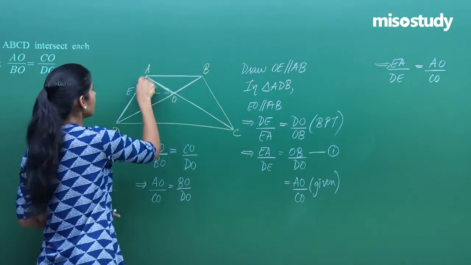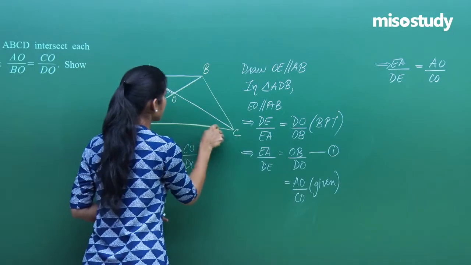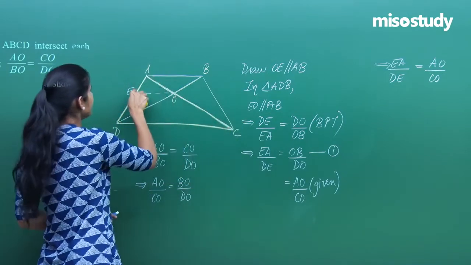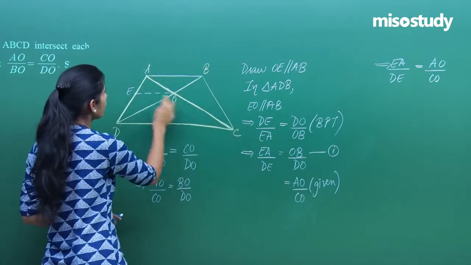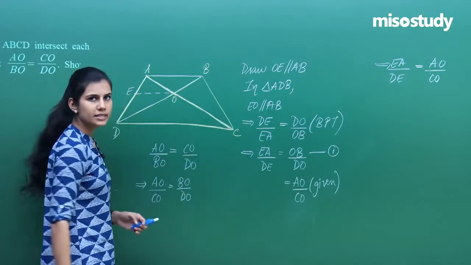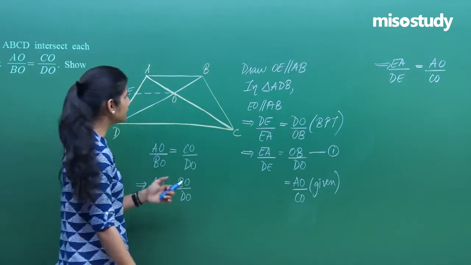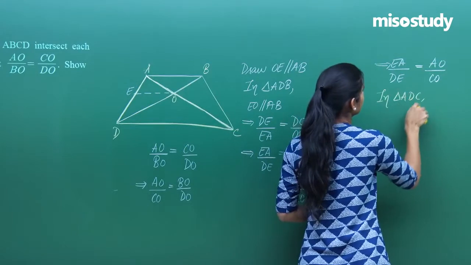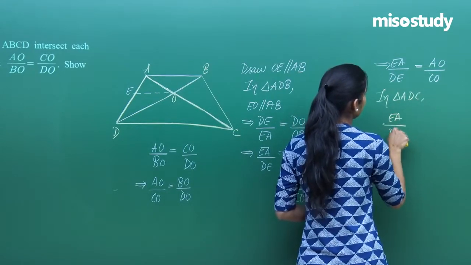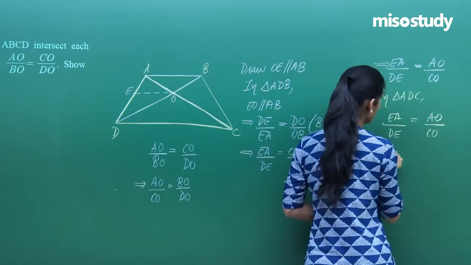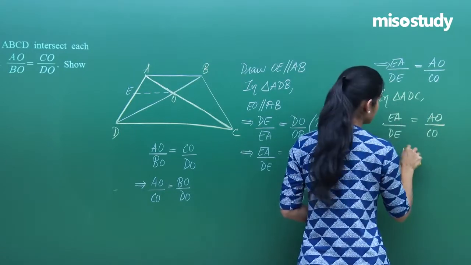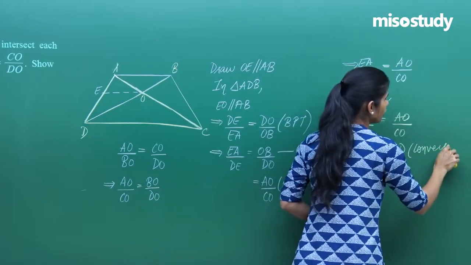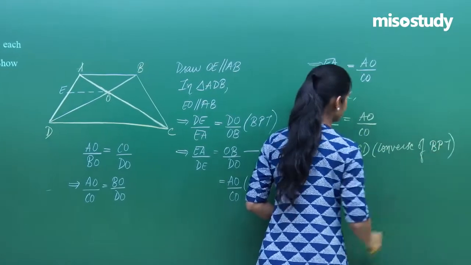So just bring your focus now to this triangle. What is it that you have with you concerning this triangle? You have EA upon ED is equal to AO upon OC, so automatically this line will be parallel to this line by the converse of basic proportionality theorem. So in triangle ADC, as I have written, EA upon DE is AO upon CO. This implies EO is parallel to CD by the converse of basic proportionality theorem.